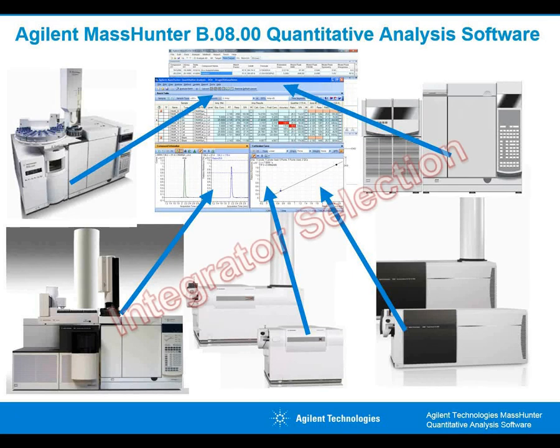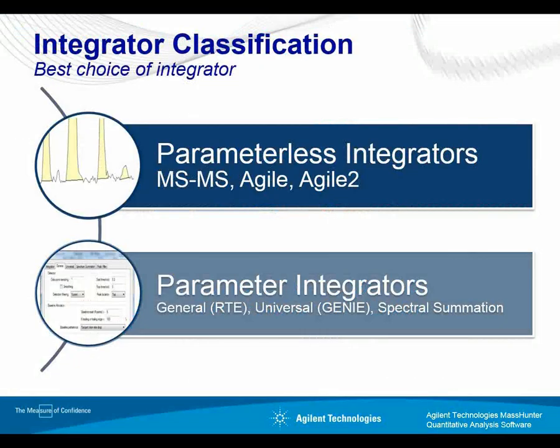MassCenter offers a number of choices of the integrator. So it's worthwhile to spend some time figuring out what is the best selection and the historical perspective from where these integrators came from. There are two main classes of integrators. The first ones we'll talk about are the existing parameter integrators.